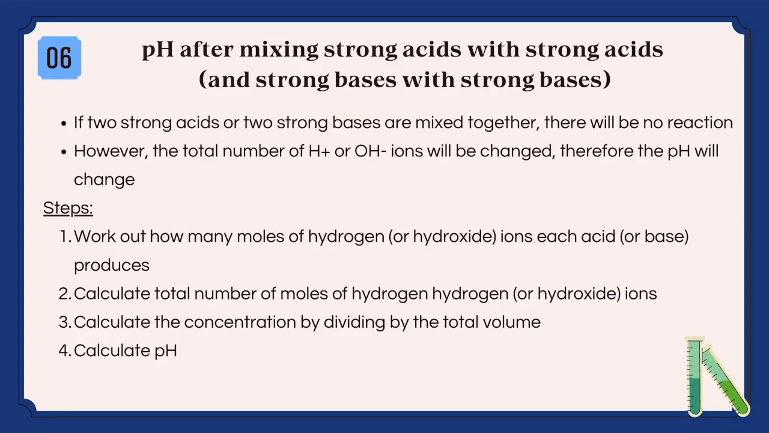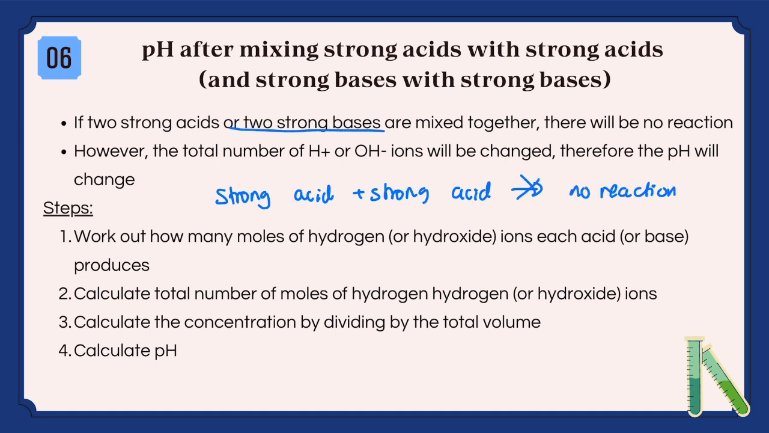The next type of calculation that we're going to be looking at is calculating the pH when we mix two strong acids together or when we mix two strong bases together. So if we mix two strong acids together, a strong acid plus another strong acid, there's not going to be a reaction. Likewise, if we mix two strong bases together, there's not going to be a reaction. For example, if we mix sodium hydroxide and potassium hydroxide together, they're not going to react with each other.